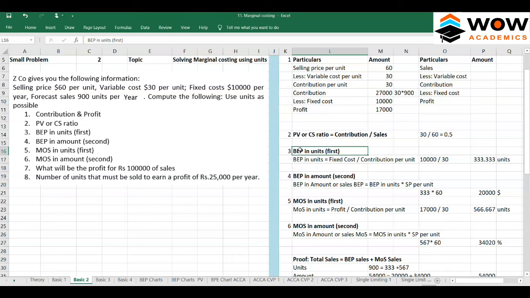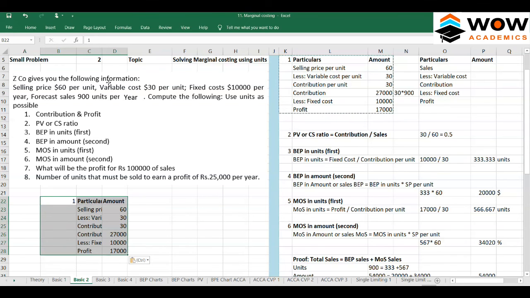And as a bonus, we'll just look at this. We found out that if BEP units is going to be 333 units, our profit will be 0. Will it be correct like that? Let's check that also, so that you get an idea.